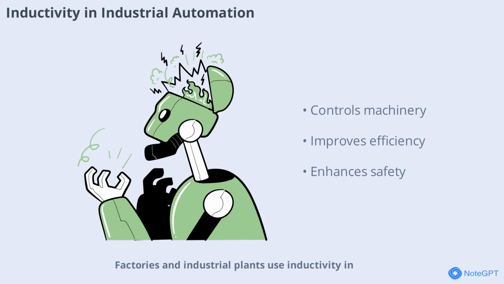Factories and industrial plants use inductivity and automation systems to control machinery and processes. Inductive sensors detect the position of moving parts, while inductors, power supplies, and drives ensure smooth operation. This technology increases efficiency, reduces downtime, and improves safety in industrial environments. Inductivity is a key enabler of the smart factories of the future.